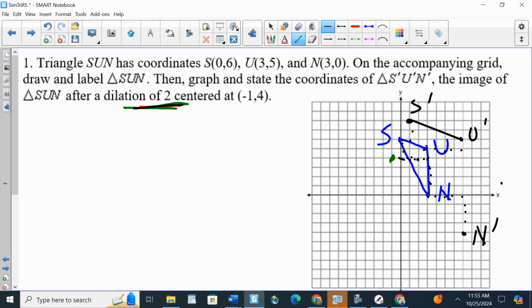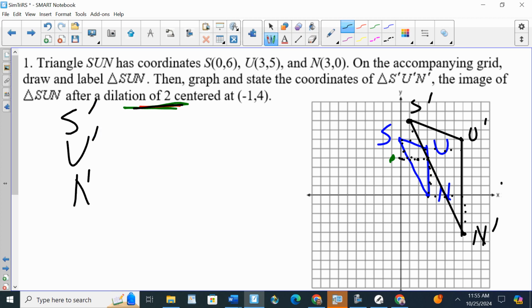It should look correct. It should be similar to the original because that's the whole point of this lesson being in here, that similar triangles come from dilations. It looks good. It says to state the coordinates, so we'll state the coordinates. S prime is (1, 8), U prime is (7, 6), N prime is (7, -4).